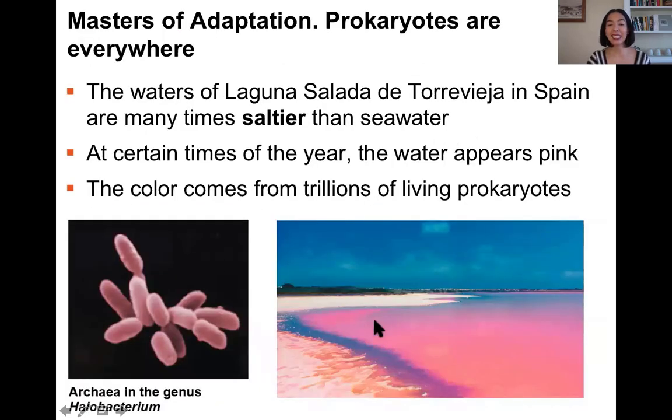This is the same picture, but it's to elaborate more on the very salty environments that they can handle. This is archaea from the genus Halobacterium, which in very high conditions, in very dense proportions, can turn the blue water into pink water because they are actually pink. And this is a picture of Laguna Salada de Torrevieja in Spain. Maybe we can see this one day. I haven't traveled there to see this by myself, but it looks quite interesting.